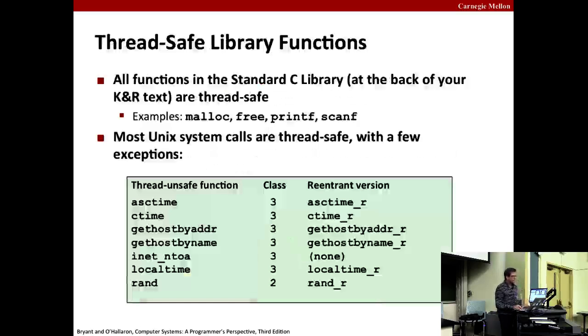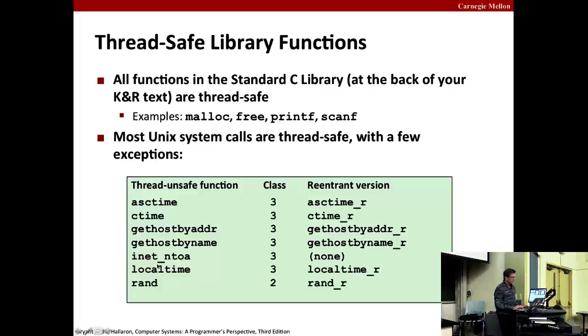Now, all the functions in the standard C library, which are enumerated in the back of your K&R text, are thread safe. Okay, but not necessarily reentrant. And most syscalls are thread safe with a few exceptions that I've listed here. I don't think this is complete, but these are just examples of some notable ones. And so for each of these thread unsafe functions, Linux provides a reentrant version, which is denoted by _r. And then that reentrant version typically has a different set of parameters.